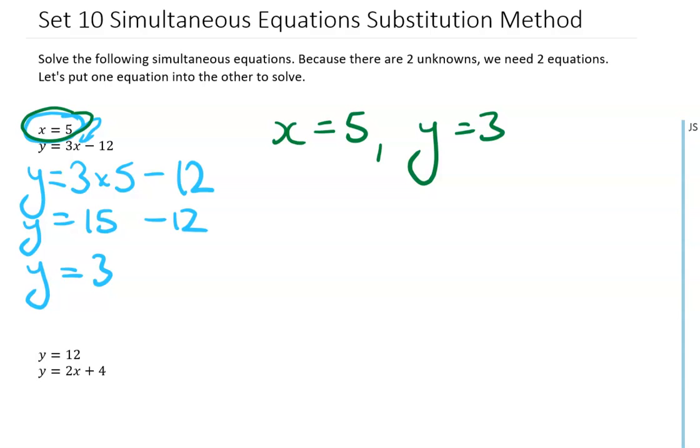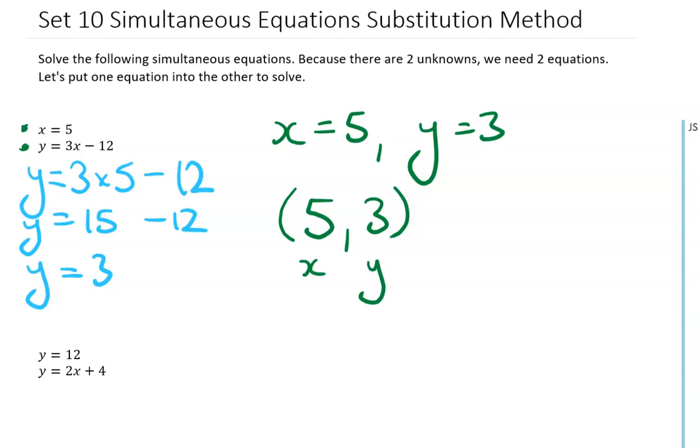Now if I was to graph these, that would mean that the point where these two equations meet is at the point where x equals 5 and y equals 3. And we write coordinates just like this, okay, where x is 5 and y is 3. X is the first one, y is the second one. So here's our answer. X is 5, y is 3. I would like for you to write it like this, please. (5, 3). With a comma and brackets, of course.